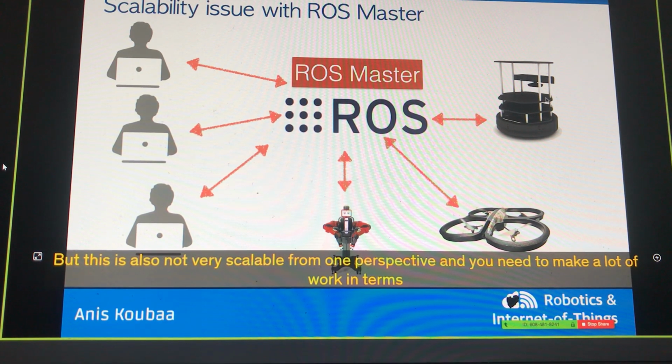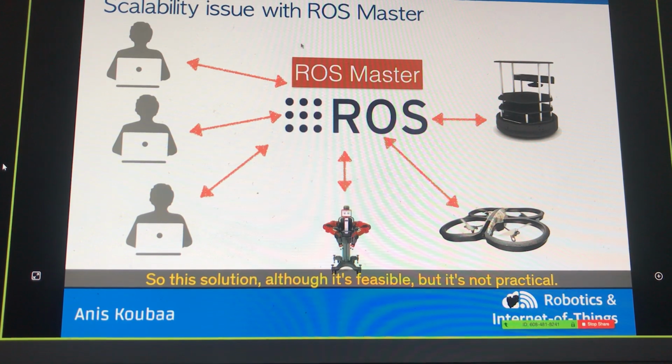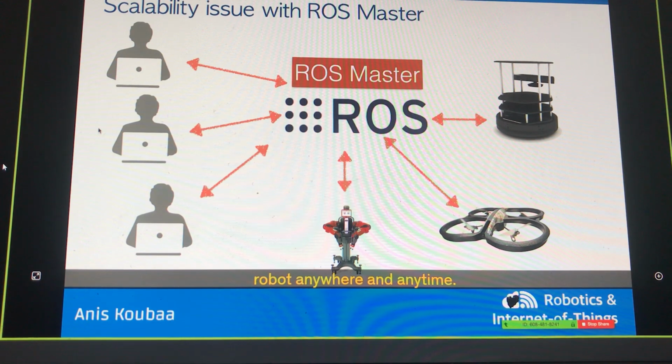But this is also not very scalable from one perspective, and you need to do a lot of work in terms of renaming the topics for the different kinds of robots. So this solution, although it's feasible, is not practical. Okay, if you want to just plug and play any robot into the ROS ecosystem and then allow any user to control the robot anywhere and anytime, this solution was not very practical.